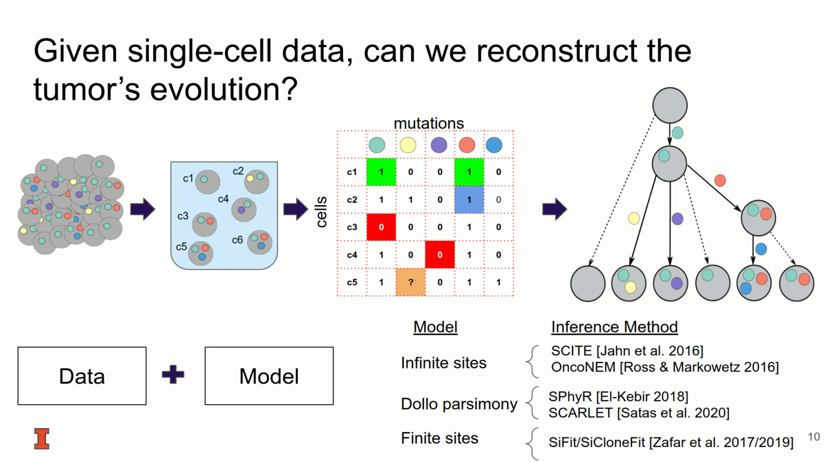And currently there exist a number of methods that combine error-prone single-cell data and a model of tumor evolution to reconstruct the evolutionary history. For example, under the infinite sites assumption, we have SiFit and OncoNEM. However, these are challenging inference problems, and the methods can sometimes be slow in practice and result in non-unique solutions.